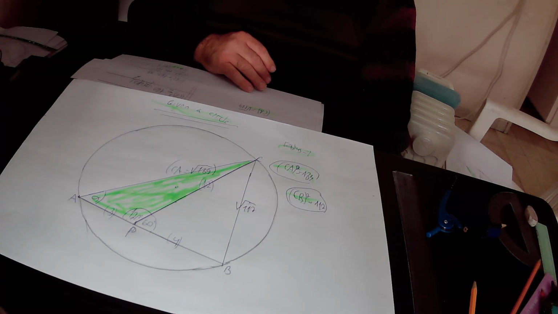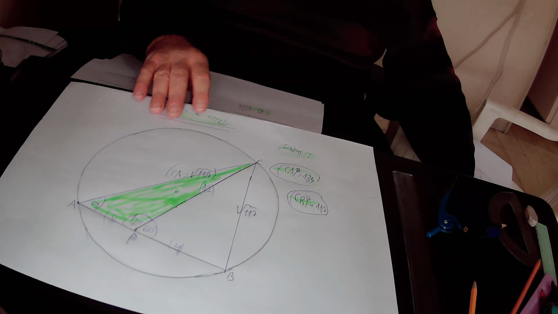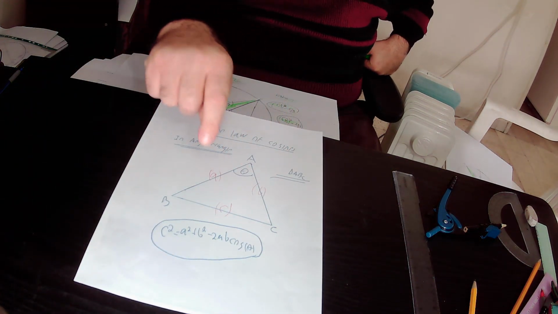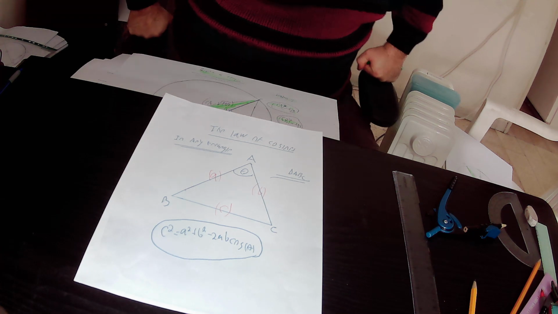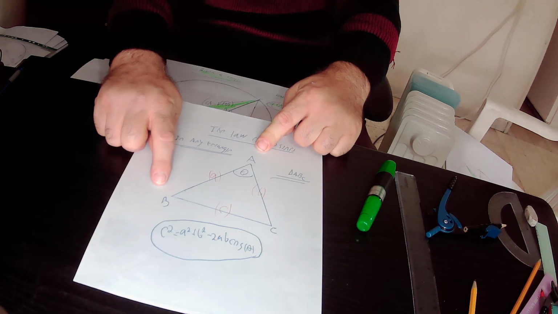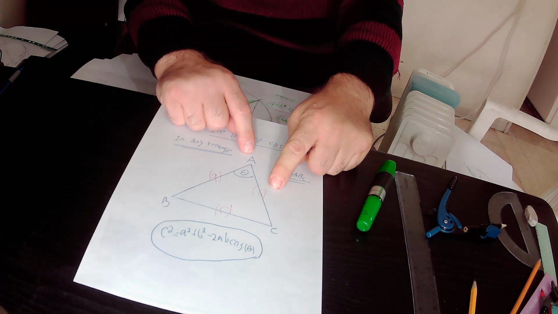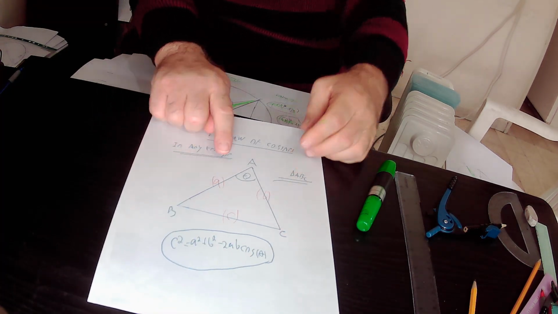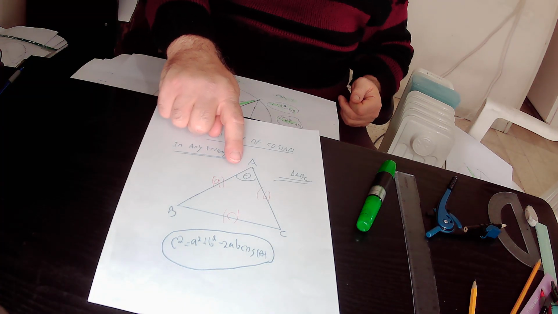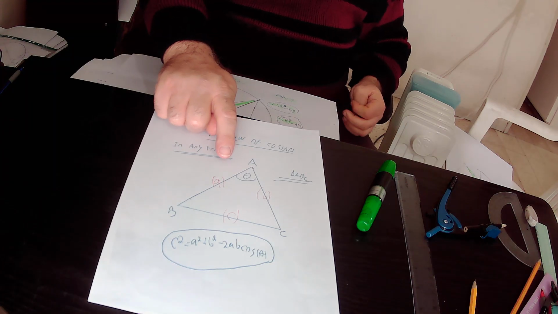So what is the law of cosines? I repeat quickly on the law of cosines. First of all, the law of cosines is true in any triangle. This is triangle ABC. Side AB equals A units in its length, side AC equals B units in its length, side BC equals C units in its length. Angle BAC equals 30 degrees in its size.